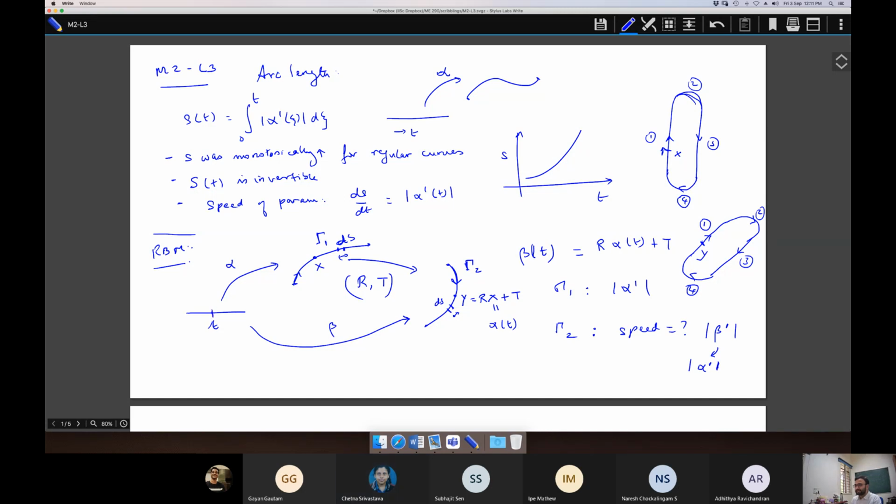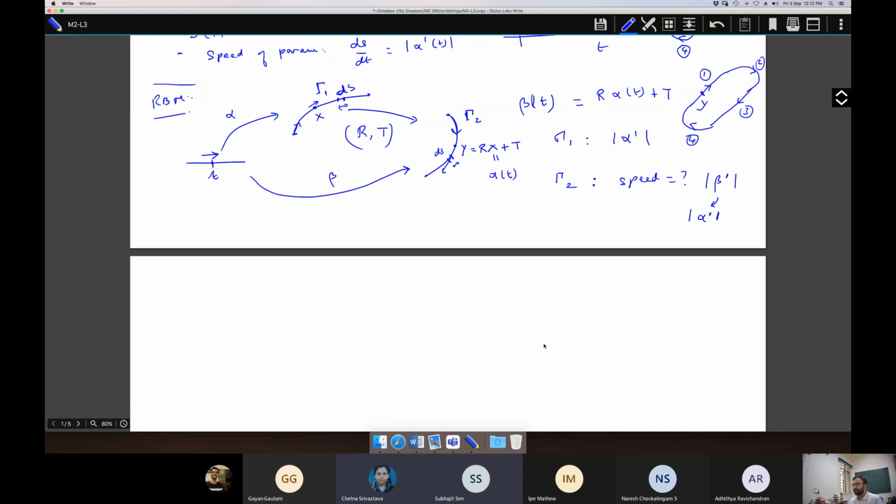So when you are passing by this parameter t, your speed here is mod alpha prime of t, right? Your speed after rotation will probably be oriented differently, but will have the same magnitude. What do you think? Yes, sir. Okay, let's work it out.